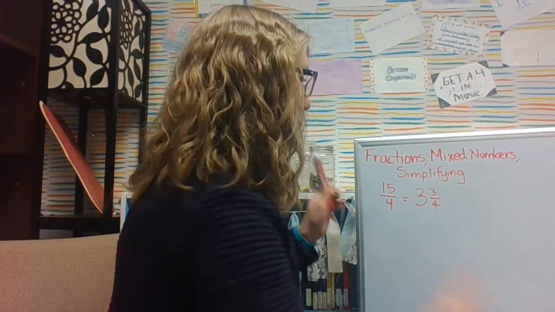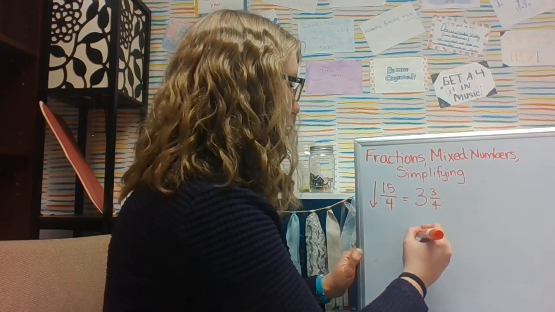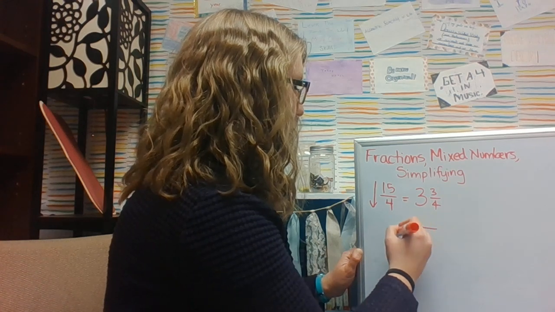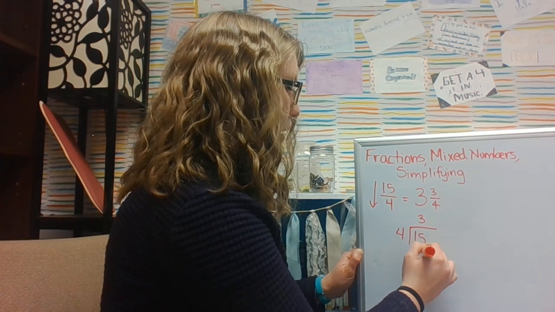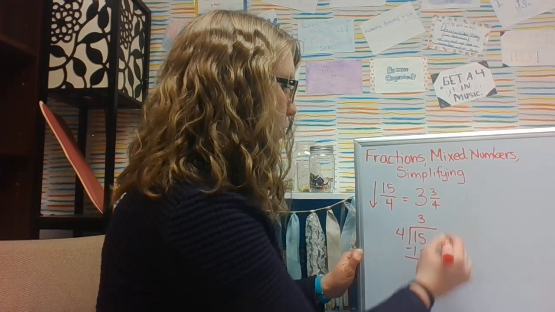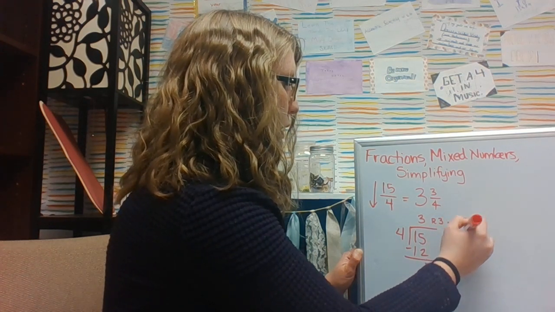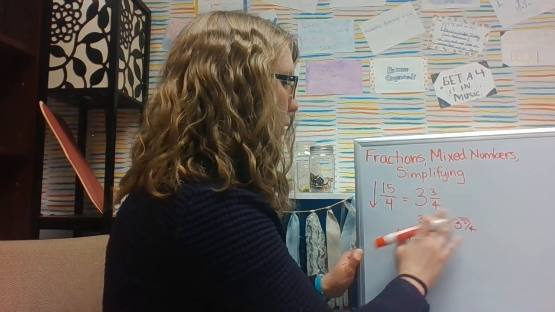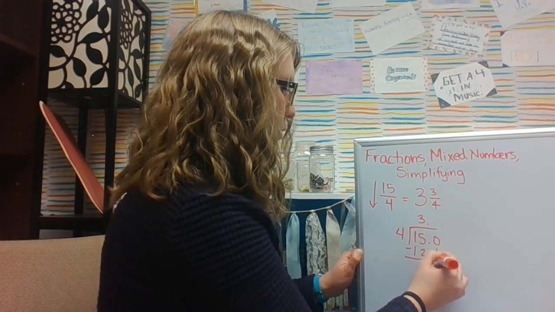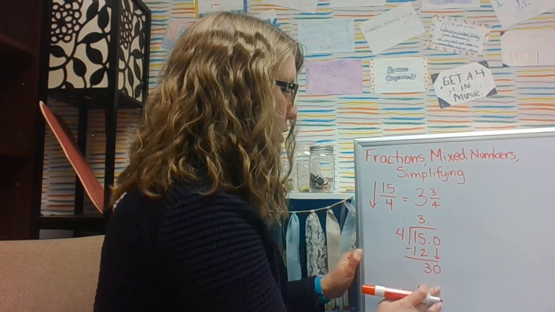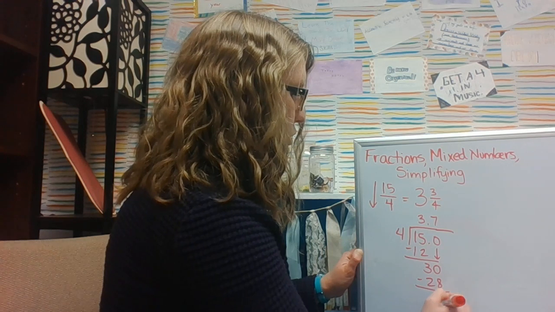I can also think about this as a division problem and divide. So I could do 15 divided by 4, and I think 4 goes into 15 3 times. I get 12. I have 3 left over, so I have remainder 3, which I know is the same as 3 out of the 4. If I kept dividing though, then I would get 4 into 30, which equals 7, 28. I have 2 left over.